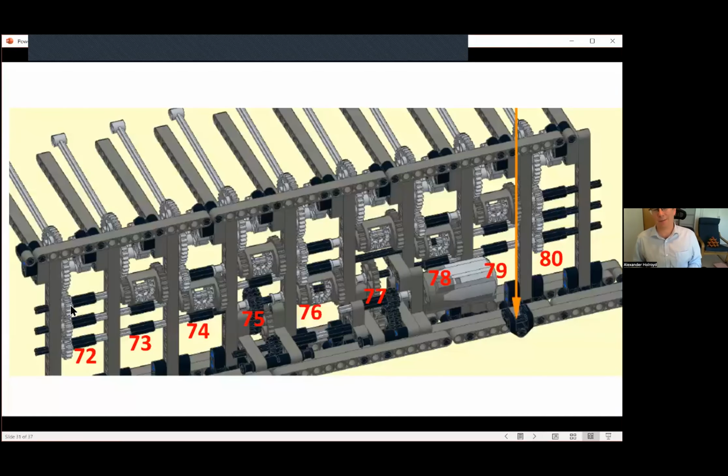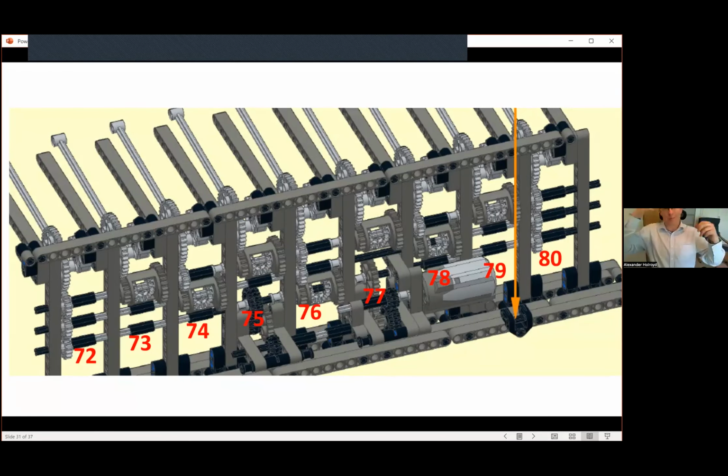So how was this done? Well, this was done with differentials. The two end gears are powered in a fixed gear ratio. Then I have a differential that splits the difference between them, and that powers the middle one. Then I have another differential that splits the difference again, a quarter of the way along, and then another row of differentials, an eighth of the way along, and so forth. And so you get the speeds in exactly arithmetic progression.